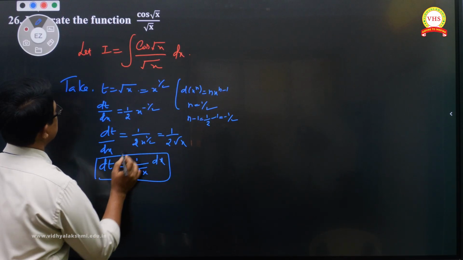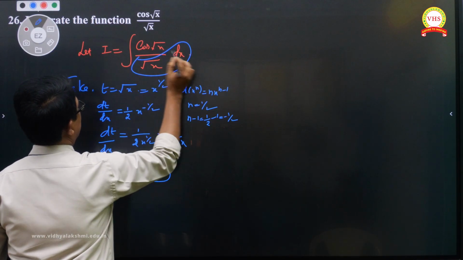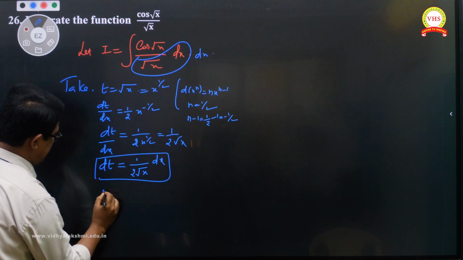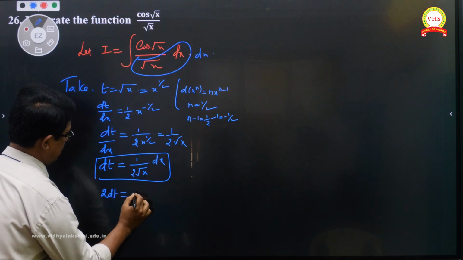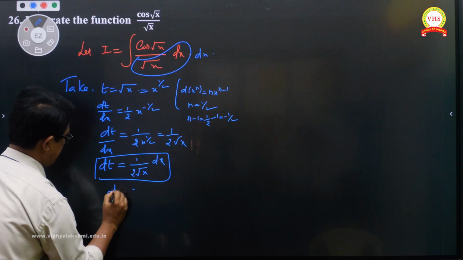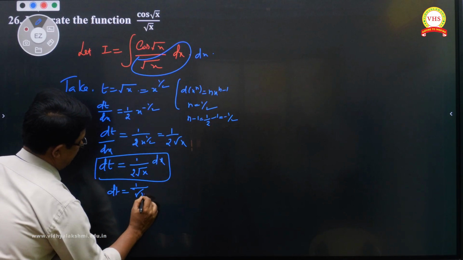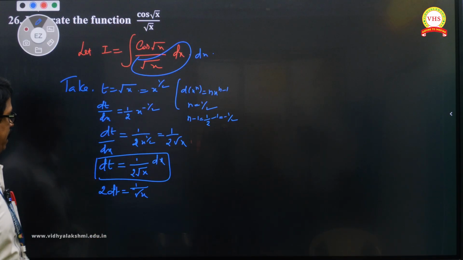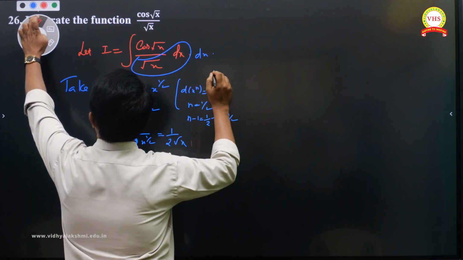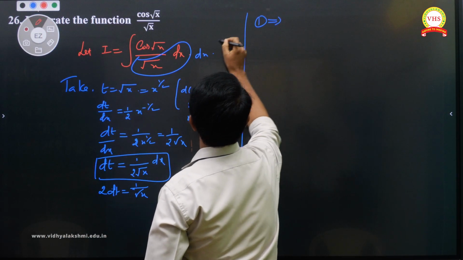Now look at this. We have the term 1 by x into root x into dx. Then 2 taken to the right side, 2 dt equal to 1 by square root of x dx. What are we going to do finally? Equation 1 becomes, this is 1.